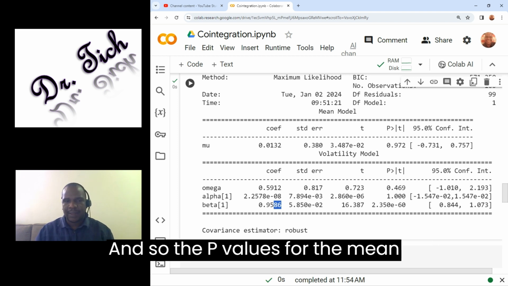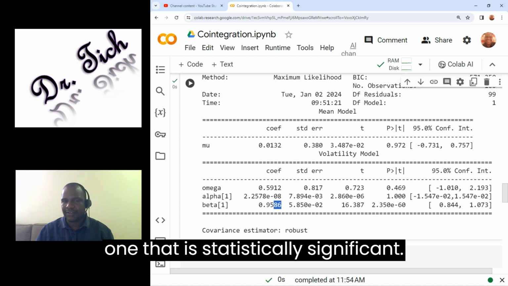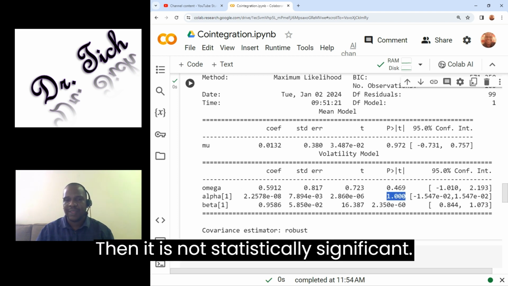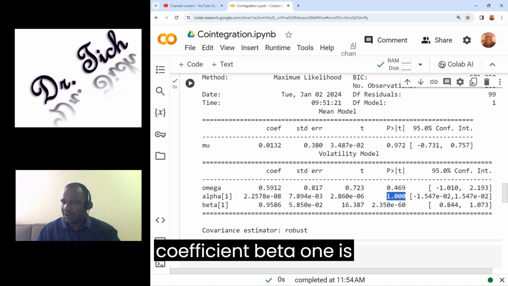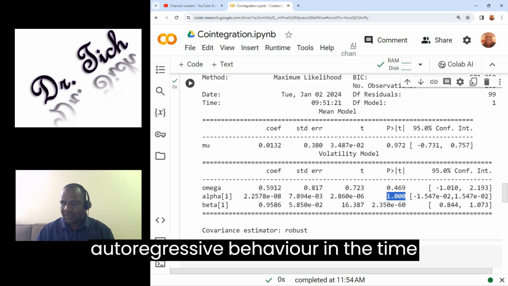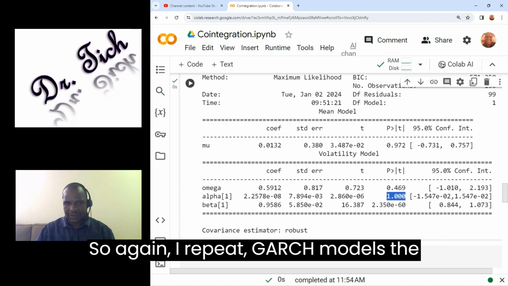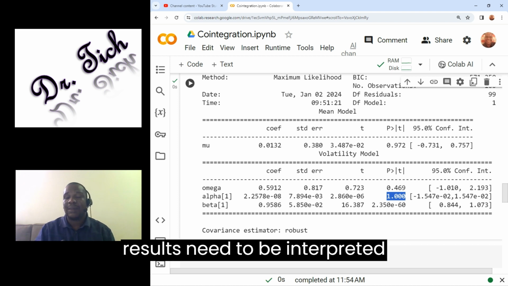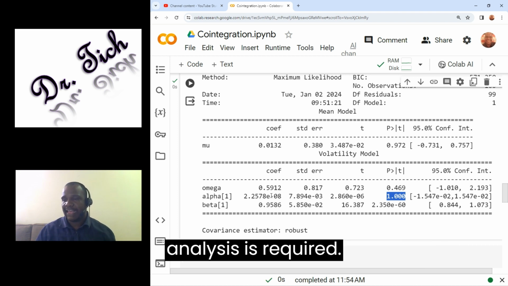All right, and so the p-values for the mean term, alpha 1, is the one that is statistically significant. And let me see, for alpha 1 is 1. No, no, no. If it is 1, then it is not statistically significant. But beta 1, the coefficient beta 1, is statistically significant. And what it means is that it indicates strong persistence of volatility, some autoregressive behavior in the time series of residuals. So again, I repeat, GARCH models help model the conditional volatility, and the estimation results need to be interpreted cautiously, especially as far as investments are concerned, because there is money involved. So further analysis is required.